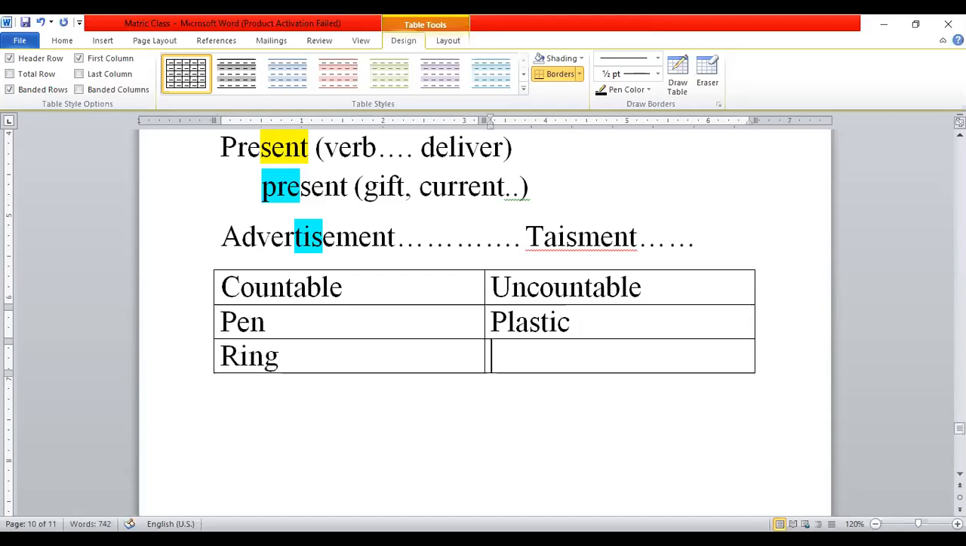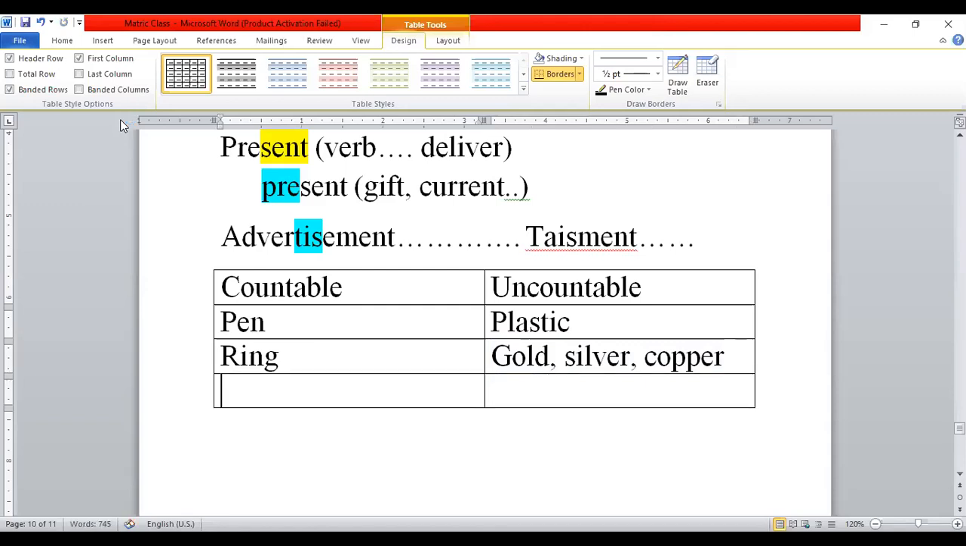Like this one, ring is countable. We can count the rings, like 1 ring, 2 rings, 3 rings, 4 rings, but we cannot count the gold of which the ring is made, or silver of which the ring is made, or copper of which the ring is made. So these three substances, materials, are uncountable actually. You will never hear about this being counted as 1 gold, 2 golds, 3 golds, 4 golds, no way. But we've got particular units of measurement for all these things.